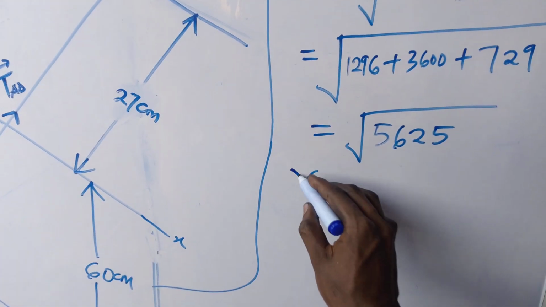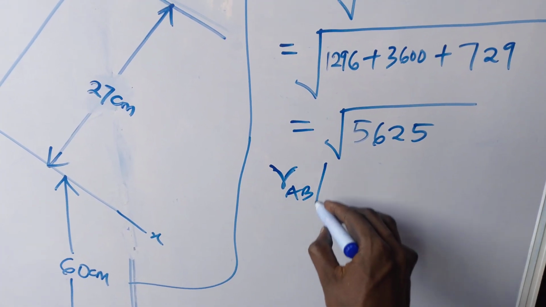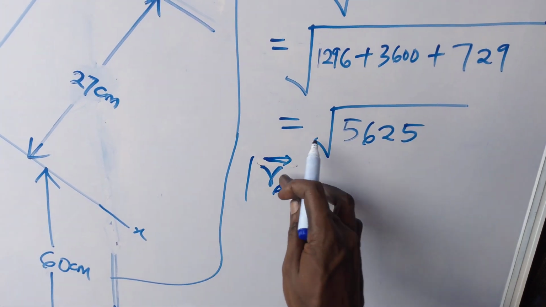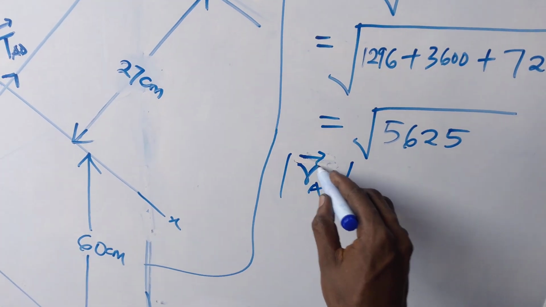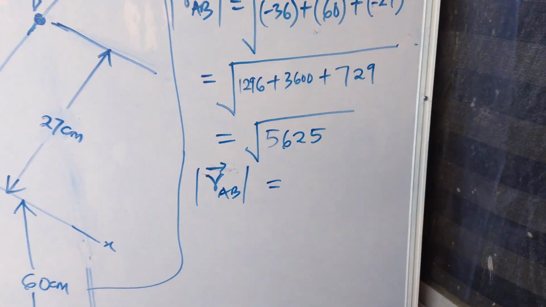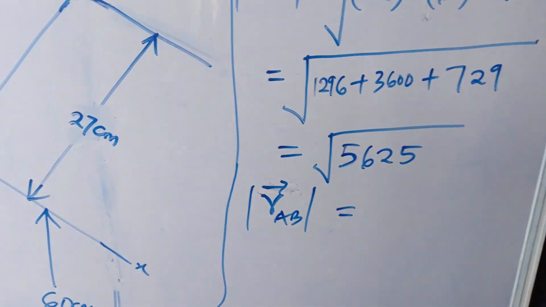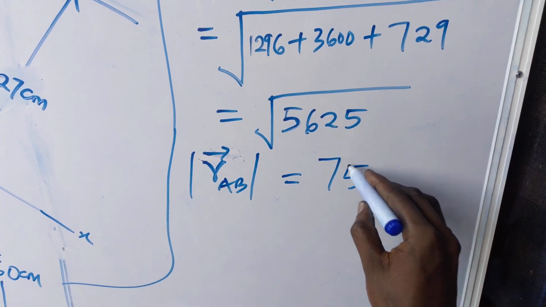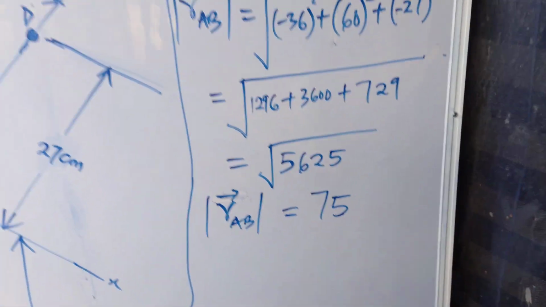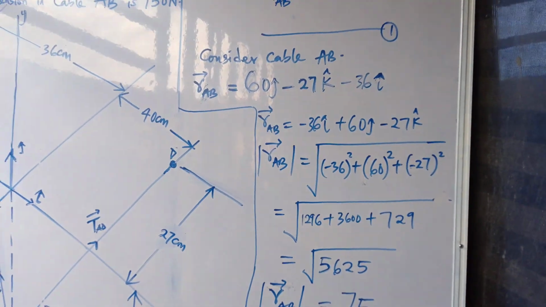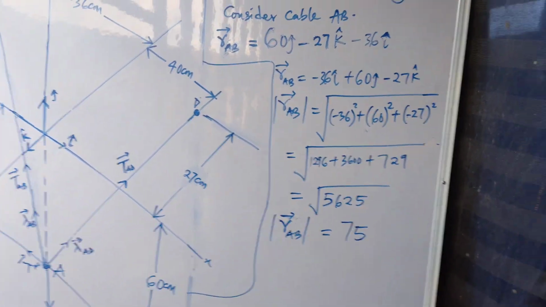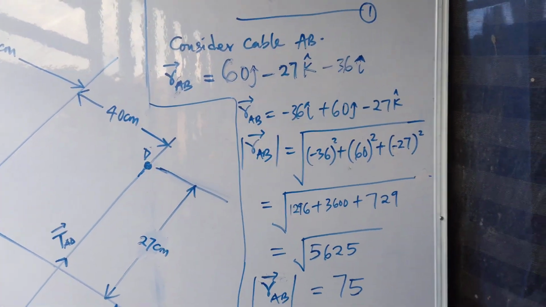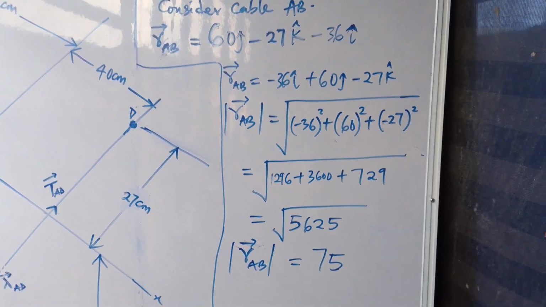That means that the modulus RAB equals the square root of this, and the square root of this will give me 75. Okay, so that is it. So I have the modulus as 75. Then this is the position vector, minus 36I plus 60J minus 27K.